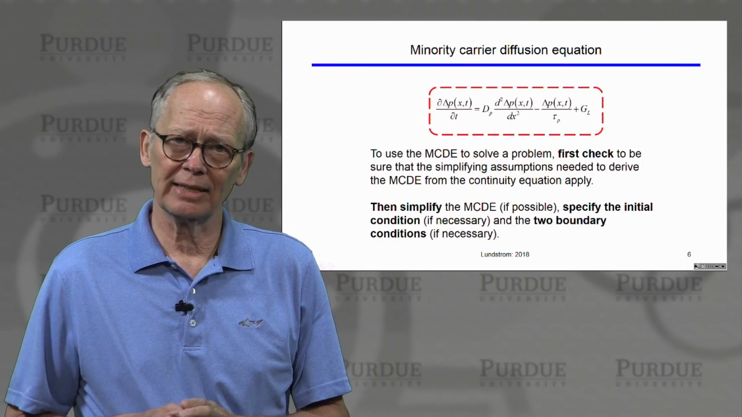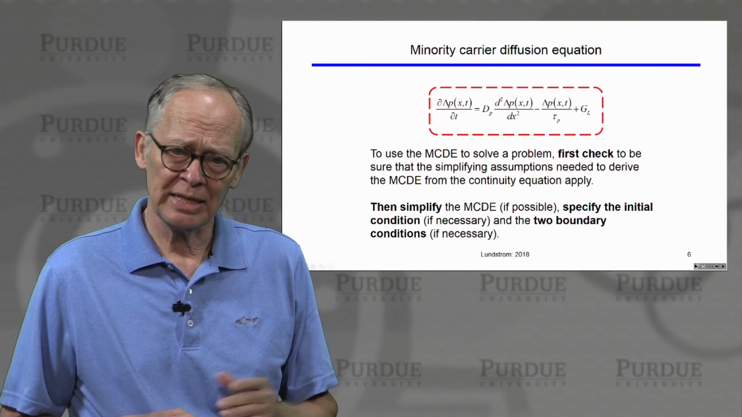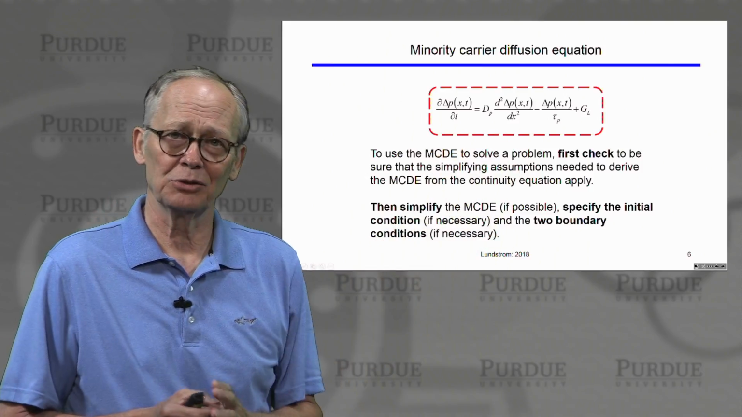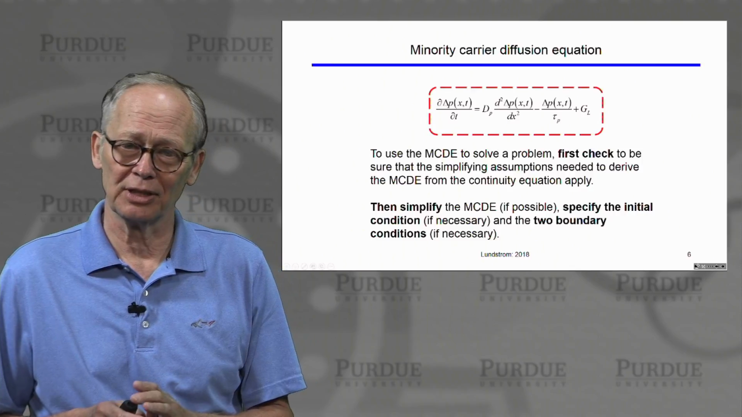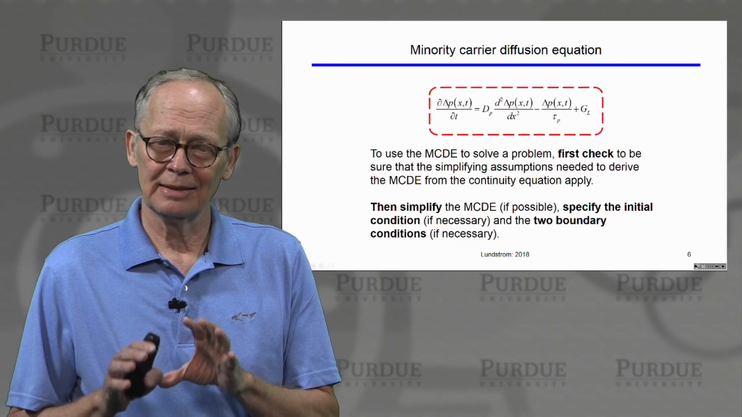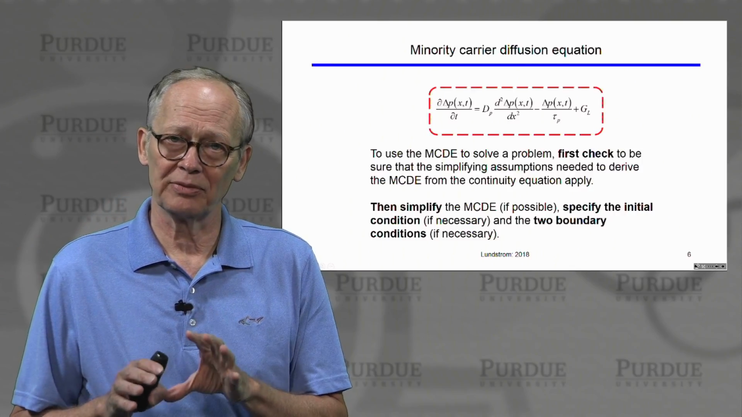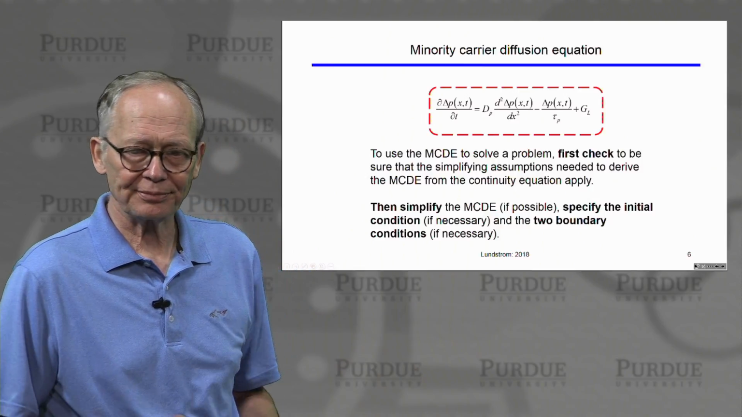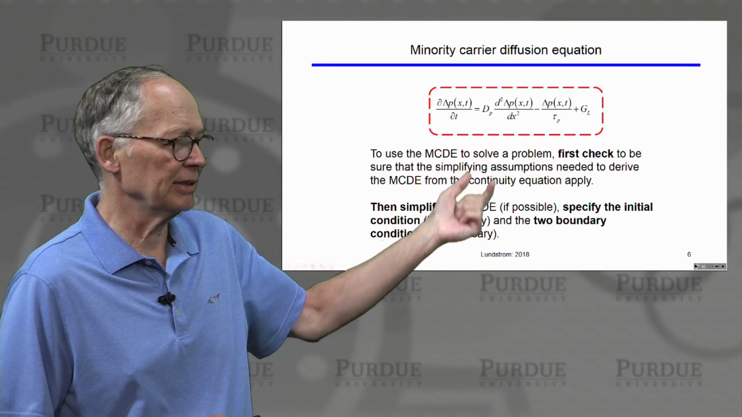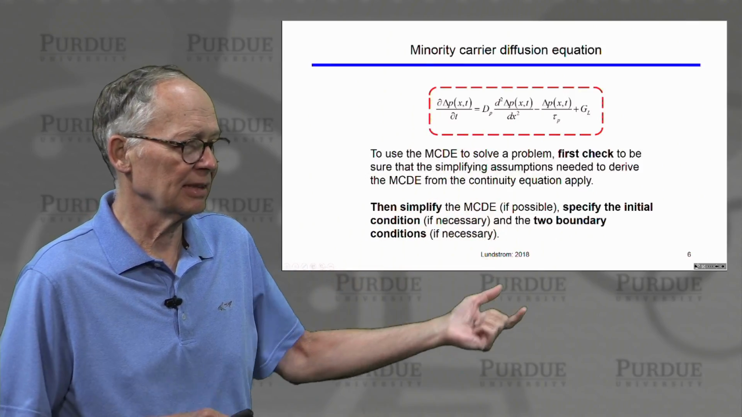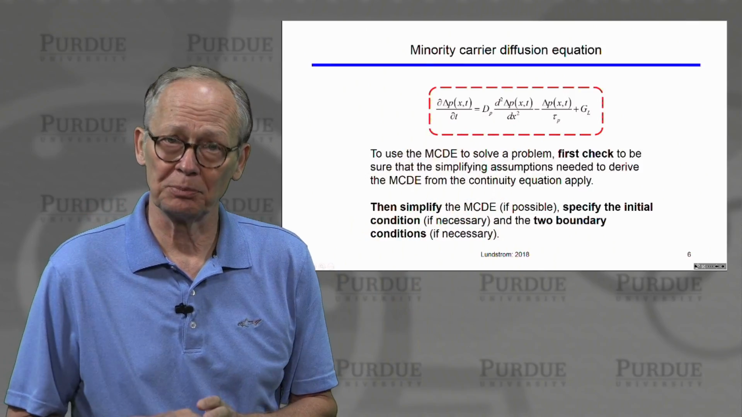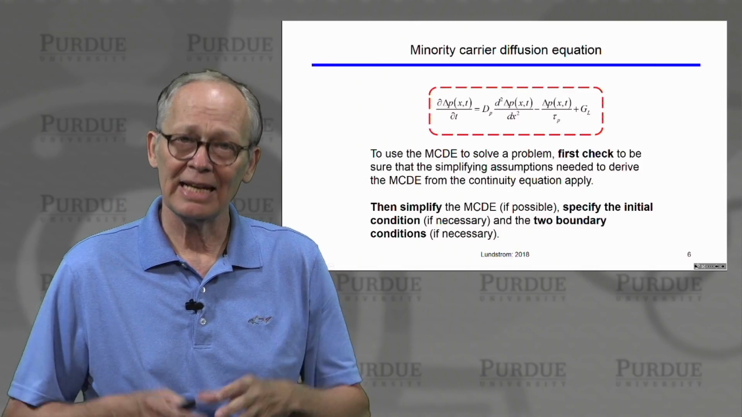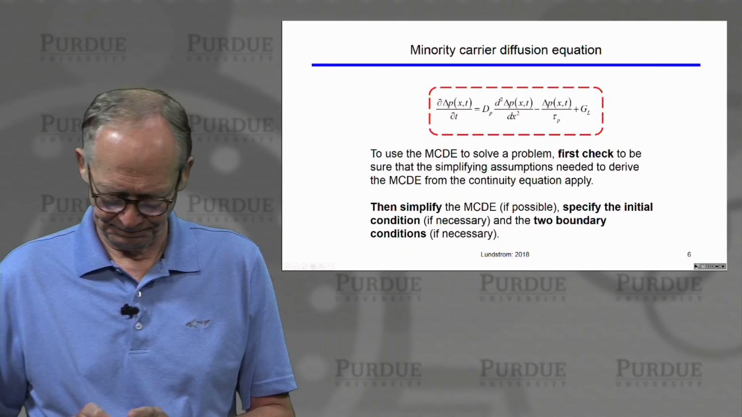that the simplifying assumptions that I just went through in order to simplify the whole continuity equation to this minority carrier diffusion equation, we first need to assure ourselves that those simplifying assumptions are correct. Then we need to examine the problem. We need to specify the initial conditions and the boundary conditions. Sometimes we can further simplify the equation given the specific specification of the problem and then solve that equation.